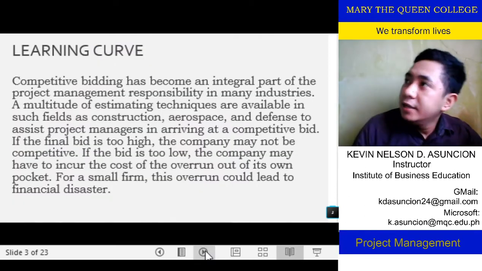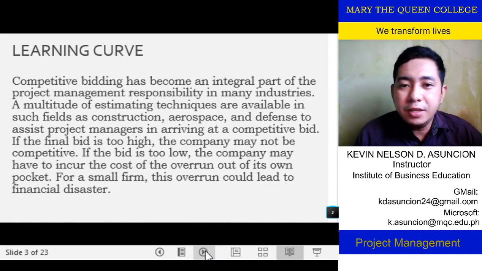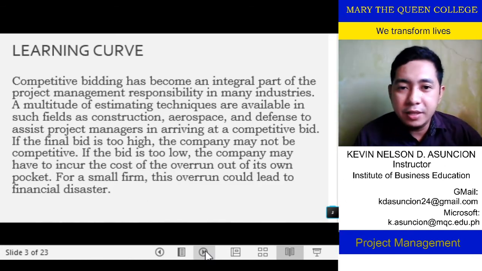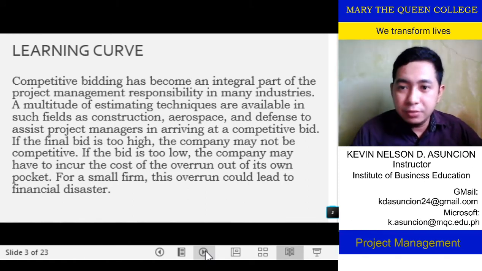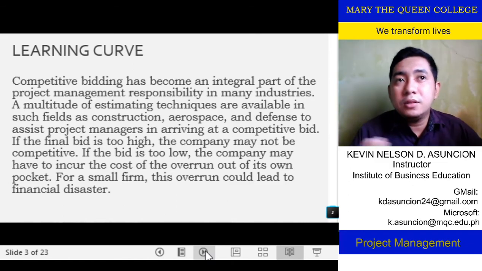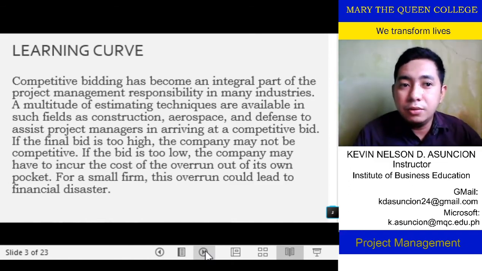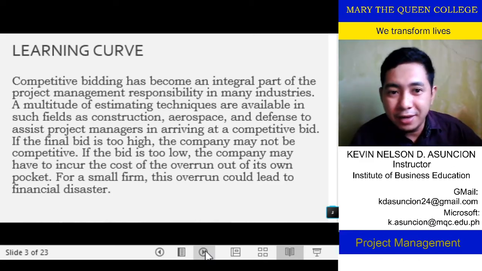So what's a learning curve? So in the past, it has been used in competitive bidding that has become an integral part of a project management responsibility in many industries. A multitude of estimating techniques, no? So when you estimate, sabi ko nga minsan fix yung resources mo, just like the technical, the time, and the budget. At some point, fix din yung man hours, but the capabilities of doing more ay nasa tao yan, no. So minsan doon sila nagkamali.